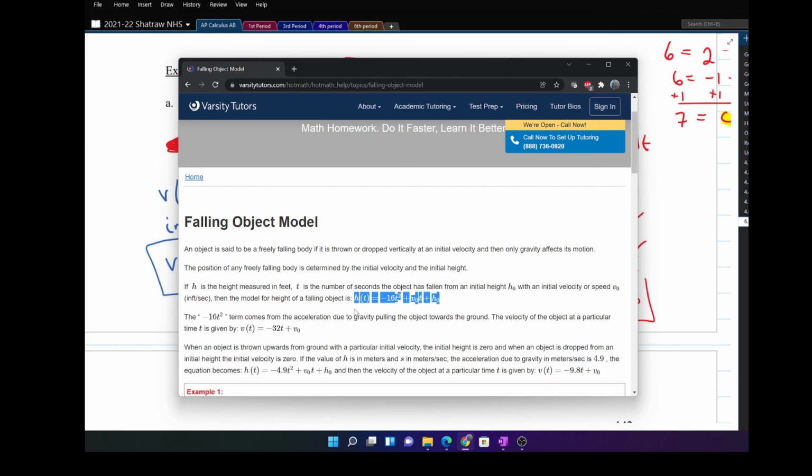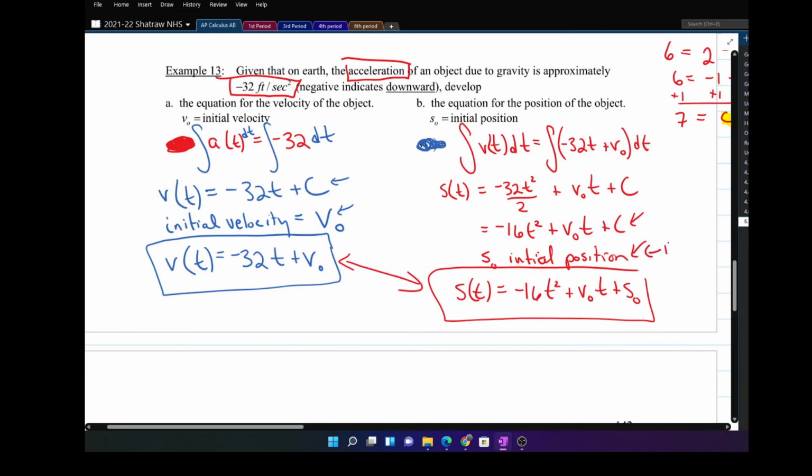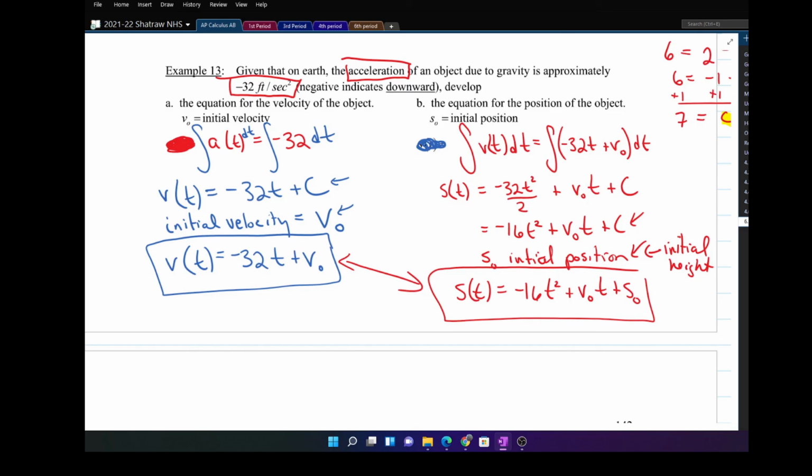Now they're saying h of t because they want it to be a height, and then h sub 0 is going to be your initial height. I'm saying that S sub 0 is your initial position, but you might want to write down that it's also known as an initial height. Okay, and hopefully that'll help you actually do the problems in our homework.